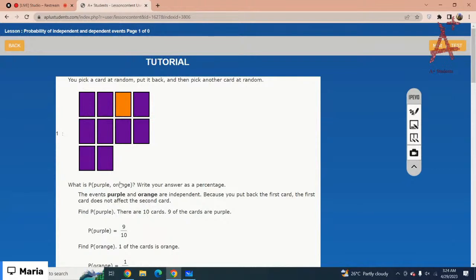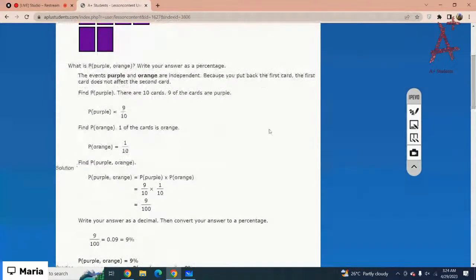Again, you have 10 cards. For the orange card, you have just one orange card, so it would be 1 over 10. You need to calculate the probability of purple and orange, so you multiply these probabilities: 9 by 10 times 1 by 10. That would be 9 over 100. So the probability of getting purple and orange is 9%. Got it?